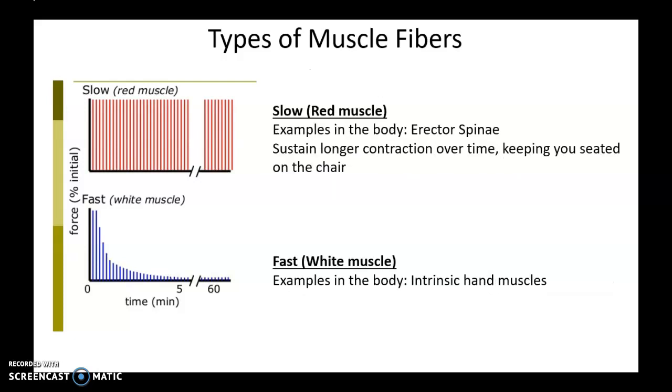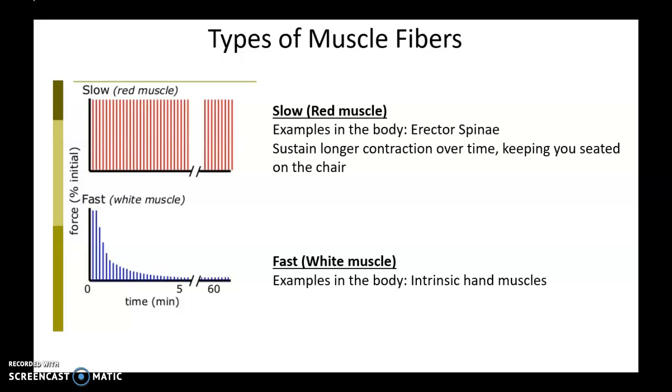All right. Now, where in the body do we find the slow fibers and where do we find the fast white muscle fibers? Okay, your erector spinae. Do you remember the erector spinae muscles? Your posture muscles that help to maintain your posture. The erector spinae muscles are made up of the slow red fibers that can sustain longer contraction over time, keeping you seated on the chair.